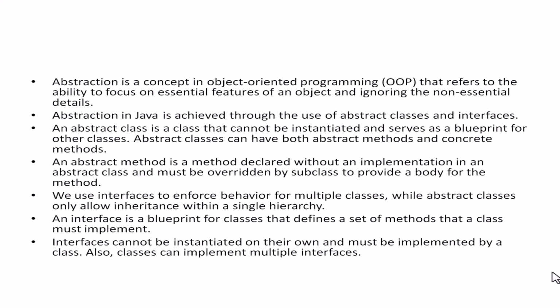We use interfaces to enforce behavior for multiple classes, while abstract classes allow only inheritance within a single hierarchy. An interface is a blueprint for classes that defines a set of methods that a class must implement. Interfaces cannot be instantiated on their own and must be implemented by a class. Also, classes can implement multiple interfaces.